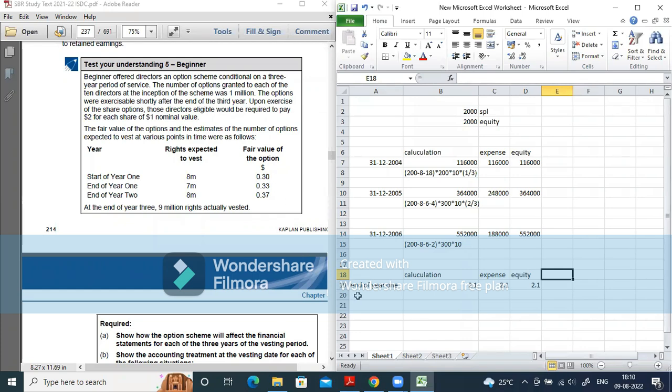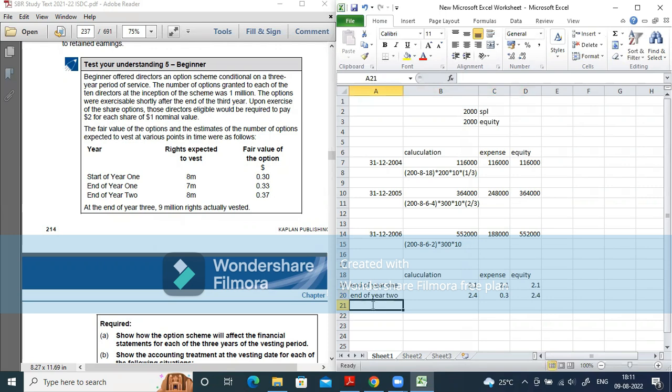Now end of the year 2. Here the number of rights expected to vest is 8. Same fair value, there will not be any change, 0.3. It will be 2.4. So the expense which we should recognize is 2.4 minus the previously recognized 2.1. So 0.3, and equity will be recognized as 2.4.